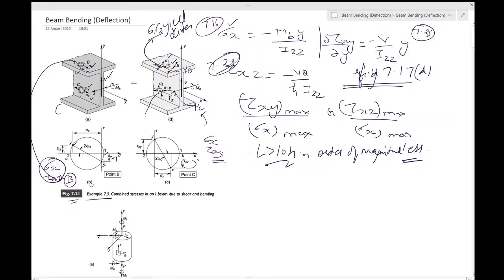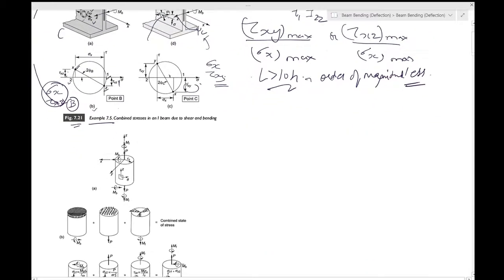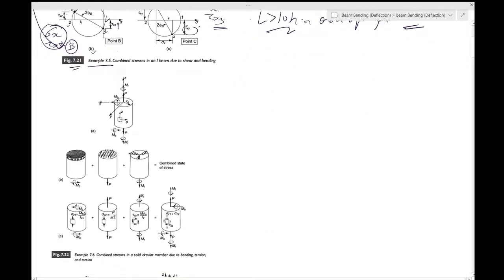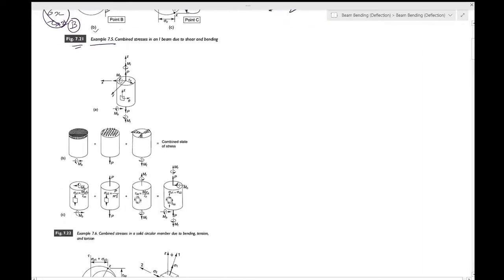A frequent type of loading is one in which a beam transmits a longitudinal force and or twisting moment in addition to the shear force and bending moment. When there is a longitudinal force in addition to shear and bending, the analysis is similar to that outlined in the earlier example. So this is what we would want to do in this particular analysis, example 7.6.